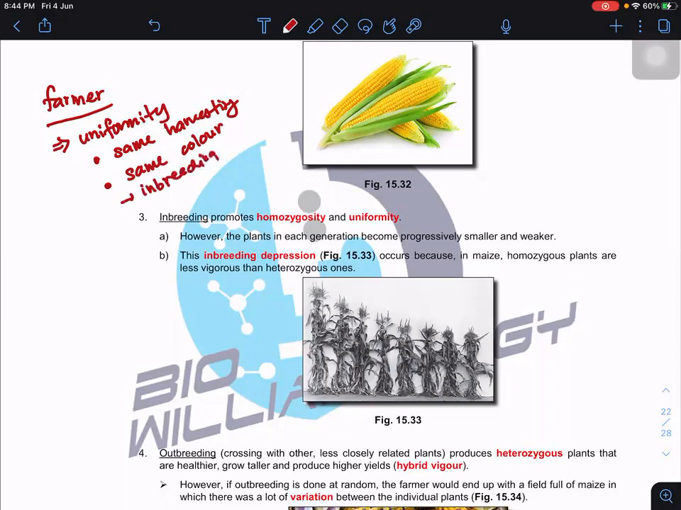Why can inbreeding help to achieve uniformity? Uniform products. So why inbreeding? Because inbreeding promotes homozygosity. Can you see that? Inbreeding can help us to promote homozygosity. Okay, so the plants in each generation become more homozygous and uniform. So therefore, over many generations, inbreeding depression takes place. Can you see that the plants become shorter and shorter, and then they won't be able to survive well. So this form, we call inbreeding depression.